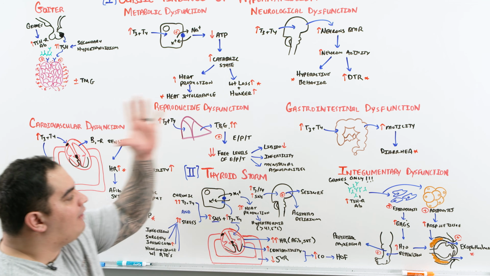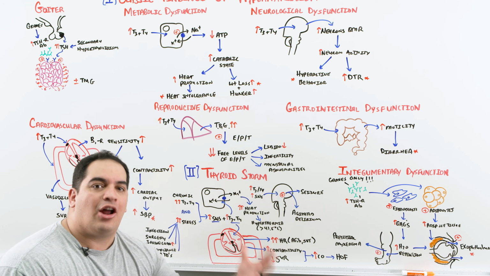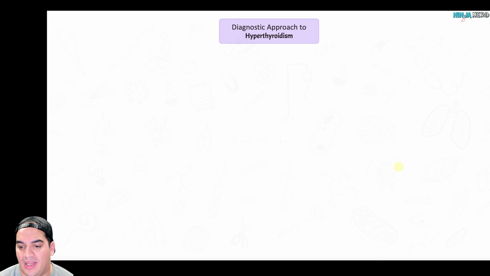All right, that covers hyperthyroidism. Now what we need to do is go into talking about how do we diagnose it. I have a patient come in, I suspect they have hyperthyroidism. How do I work them up? It's all about the TFTs, baby. So get the TSH, get the T4, and that'll give you an idea if it's primary or secondary.